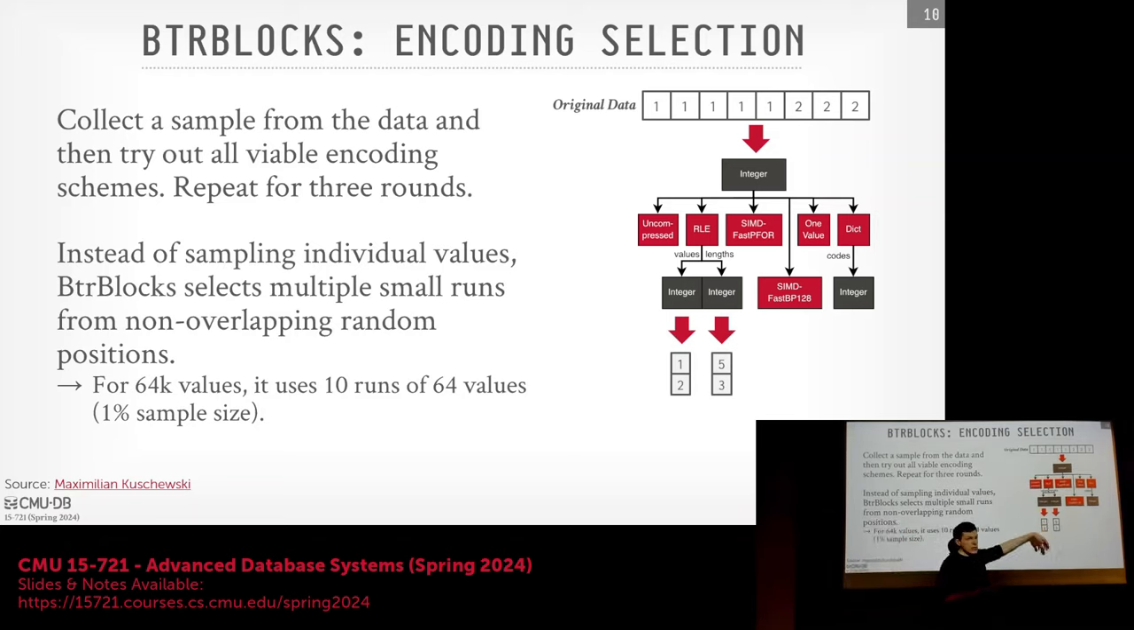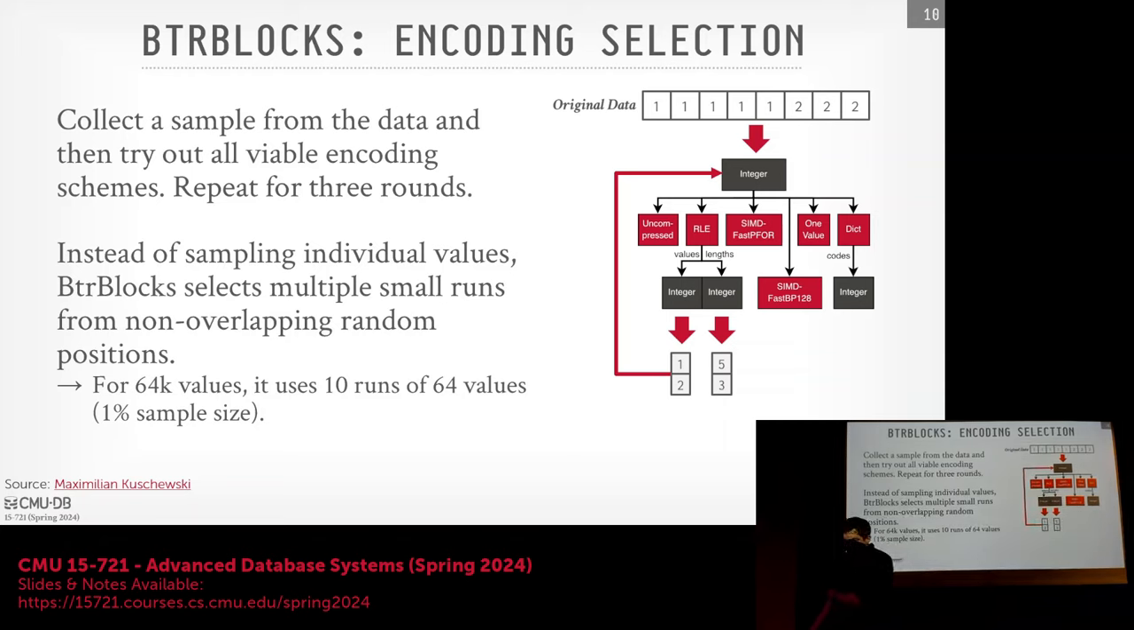Well, then again, this is going to produce two columns now, one for the actual values, and the next column is the actual lengths, right? And again, they'll recursively try three times for every single output. As long as it's something that can be compressed again, they'll feed it back into the algorithm and try again, up to three tries. In the case where you land with bit packing, there's nothing you can do after that, so the algorithm terminates.